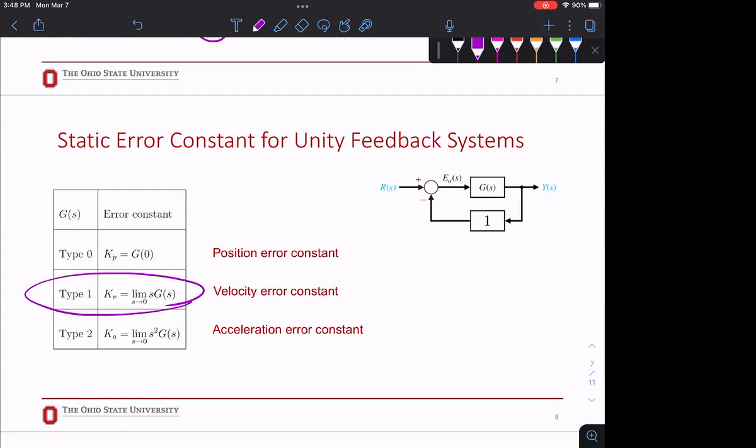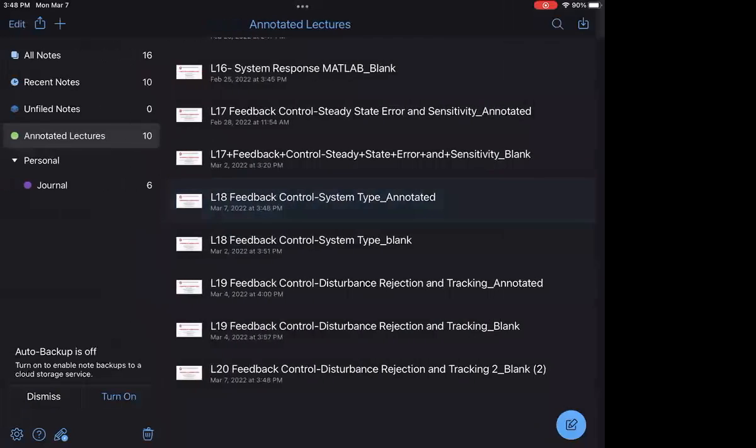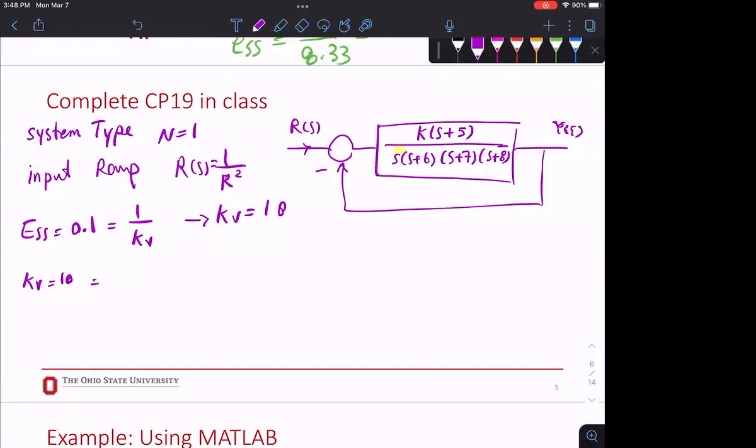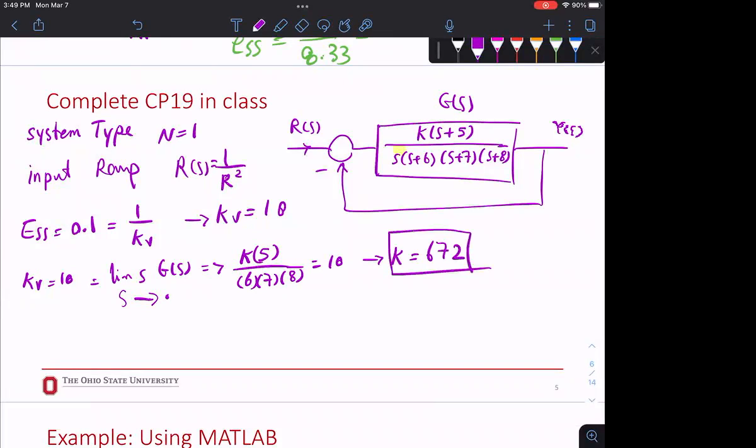GS is that block. So I'm going to grab this equation and use it to my advantage. This is the limit of S, GS, as S goes to 0. This guy is called GS. That's the transfer function of your system. If you solve that as S goes to 0, you will get K times 5 over 6 times 7 times 8, because the other terms are 0, right? This should be equal to 10. This gives you K of 672. To have 10% error, your gain becomes this, right?